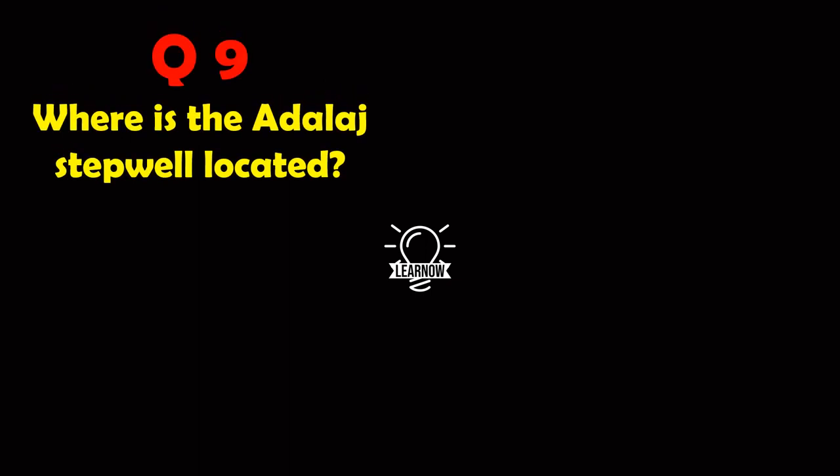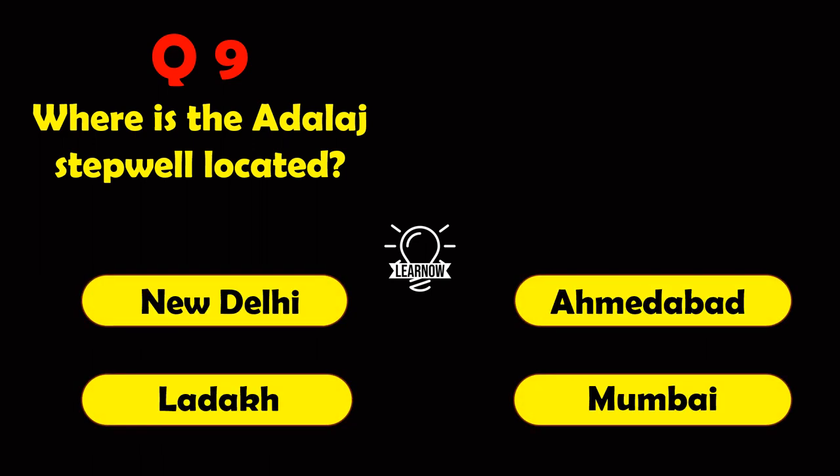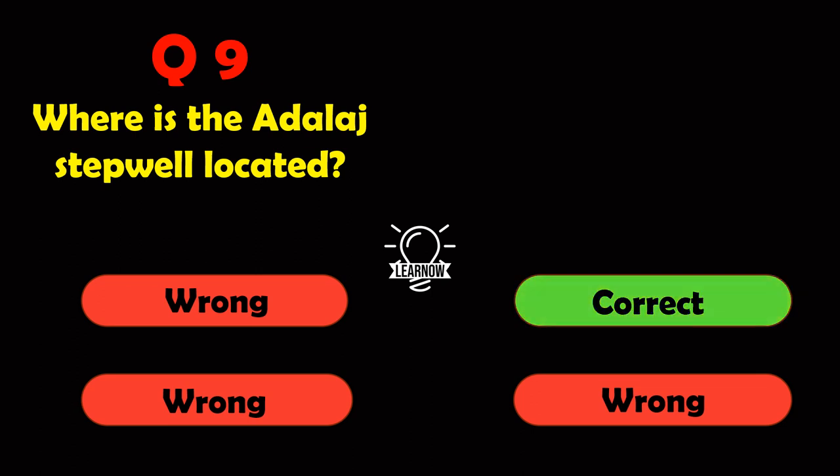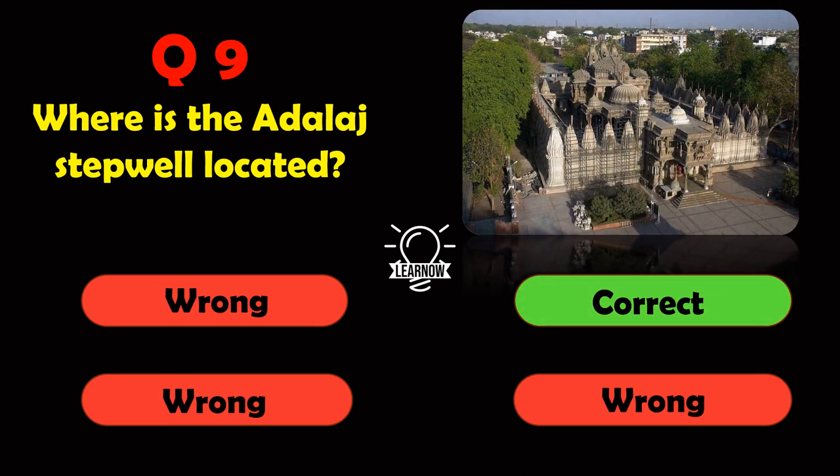The question is, where is Adalaj stepwell located? So we talked about this in the chapter in our EVS book. Let's find out what are the options. New Delhi is wrong. Ladakh is also wrong. So was it Mumbai? Mumbai is also wrong. So we are left with one option. So Ahmedabad is the correct answer. Adalaj stepwell is located in Ahmedabad. You can see in the picture also. So going further, we'll go to the next question.